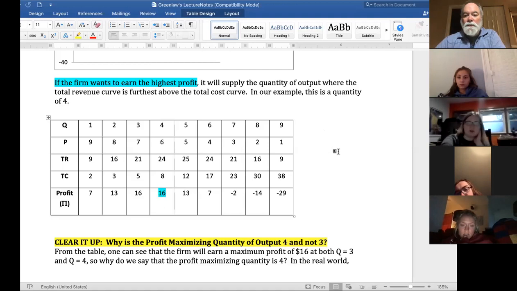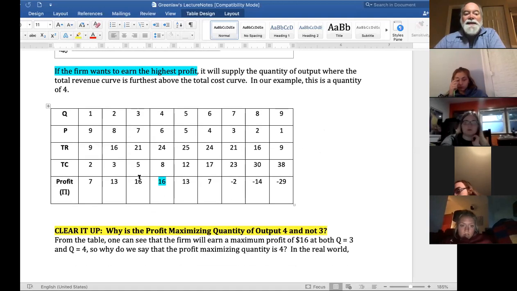Why wouldn't you stop at 3? 3 is not a wrong answer, but the firm generally doesn't know that it's reached the peak until it goes to 4 and considers 5, because as long as profit is rising, you want to keep producing more, right? As soon as it flattens out, that's the sign that you're at the top or at least near the top. And if you go further, your profit's actually going to fall. Gotcha. Okay. Other questions?